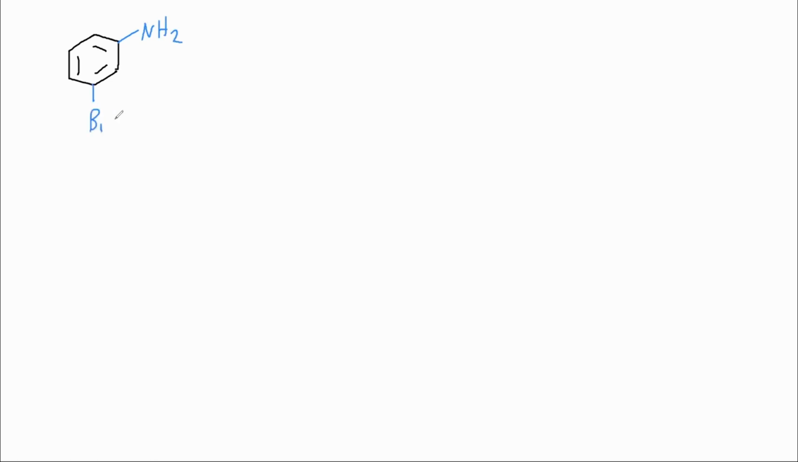If you remember from my video on directing groups in electrophilic aromatic substitutions, these are both ortho paradirectors. And because both of the groups are ortho paradirectors, if we performed an electrophilic aromatic substitution to try to synthesize this compound, we wouldn't expect to see much, if at all, of this meta product. So how are we going to synthesize this?